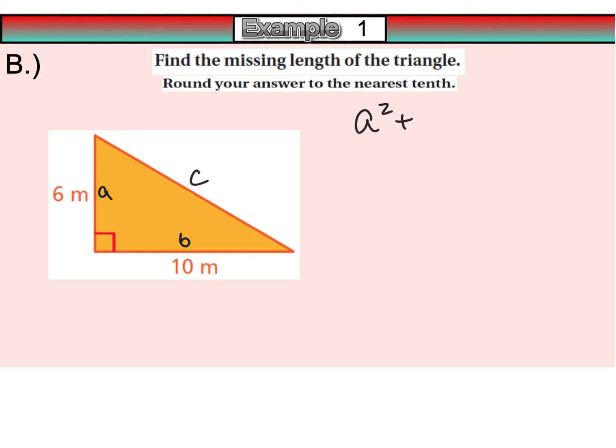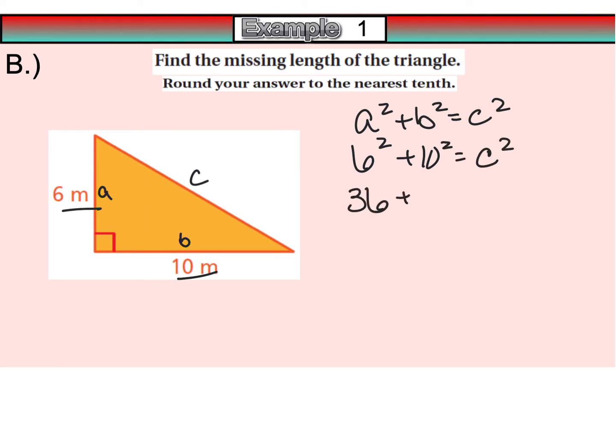A squared plus B squared equals C squared. I'm going to plug in my numbers. I have 6 and 10, so 6 squared plus 10 squared equals C squared. 6 squared is 36. 10 squared is 100. You can see why knowing your perfect squares is going to help. Add them together, you get 136 equals C squared.